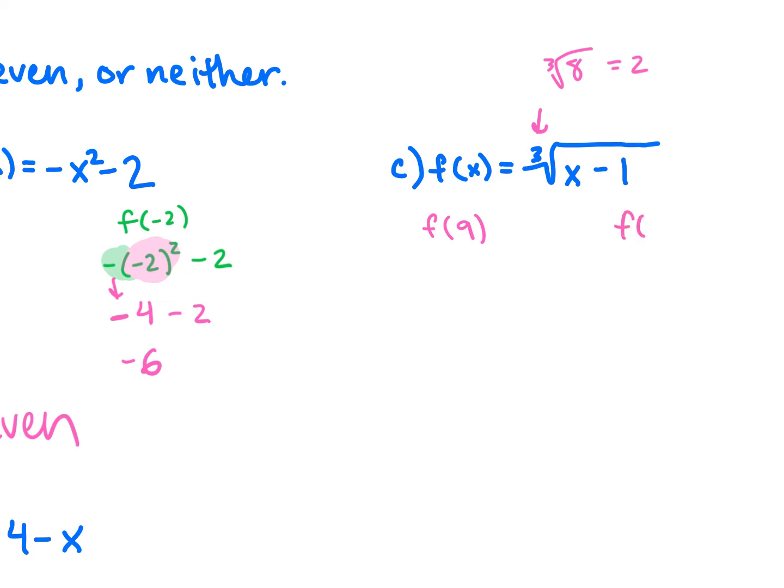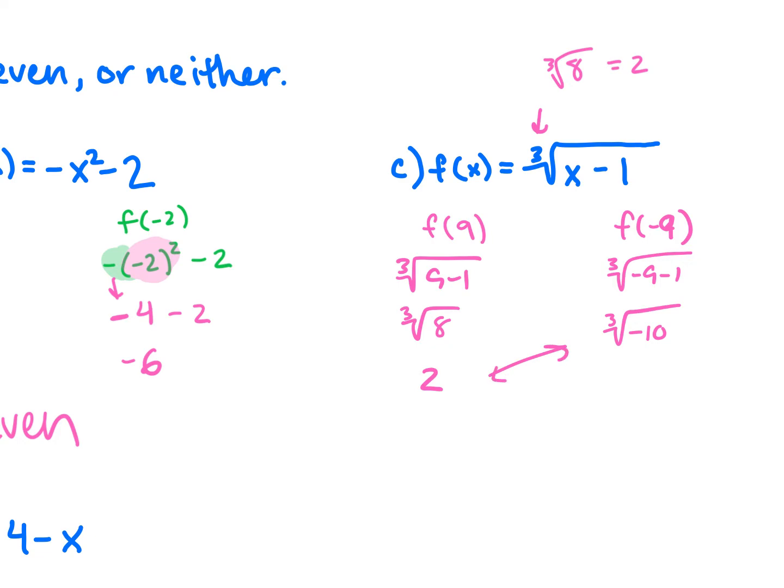So that means I also have to plug in negative 9. So I have the cubed root of 9 minus 1. The cubed root of 8 would be 2. And then the cubed root of negative 9 minus 1, which would be negative 10. And I can't take the cubed root of negative 10, so these would be different answers. So this is neither.